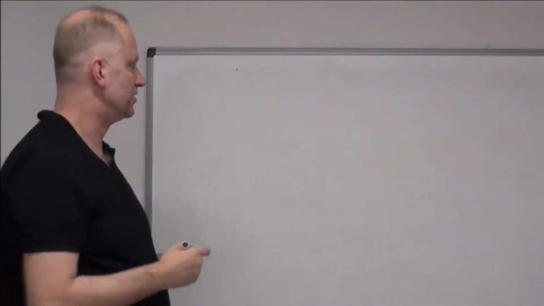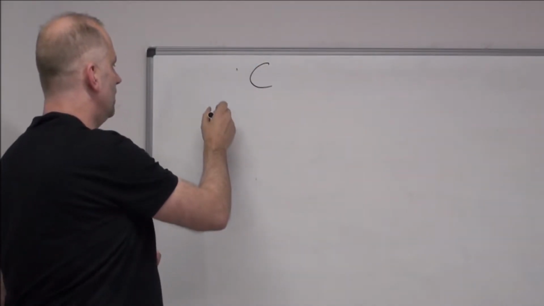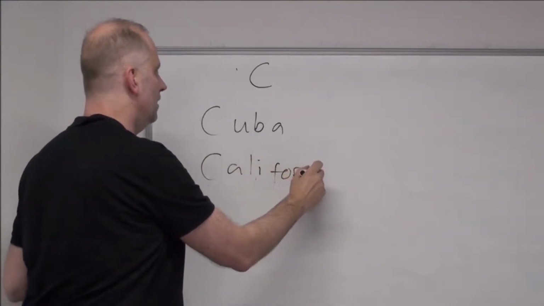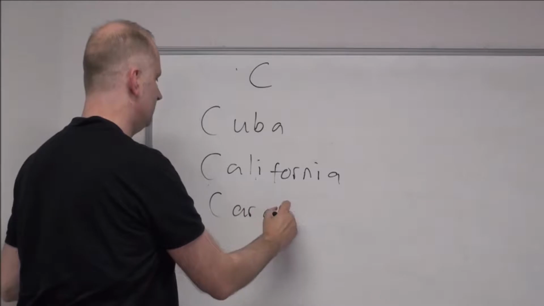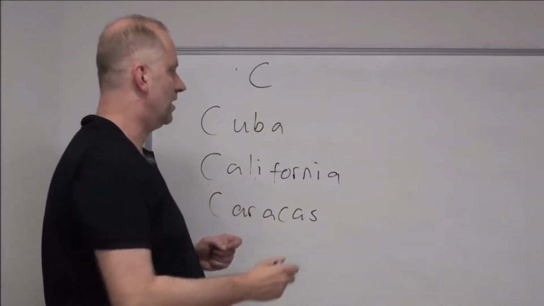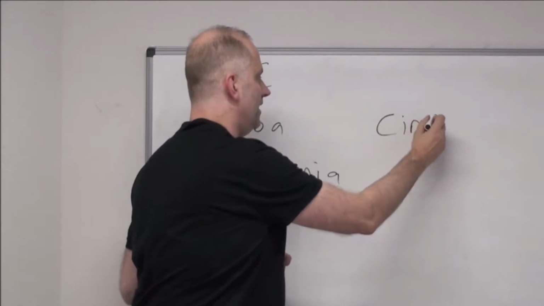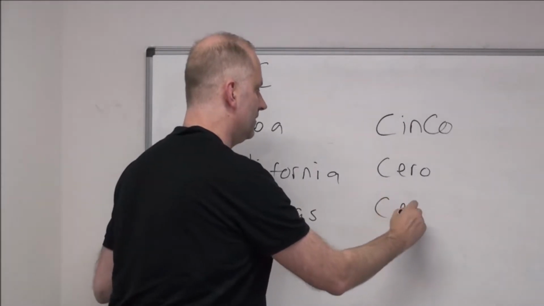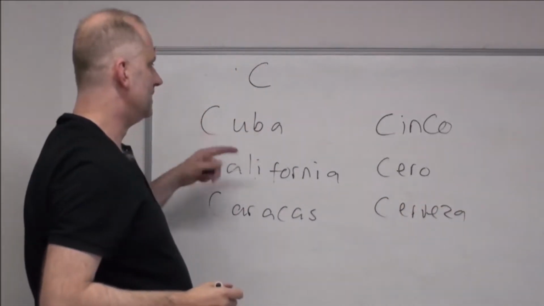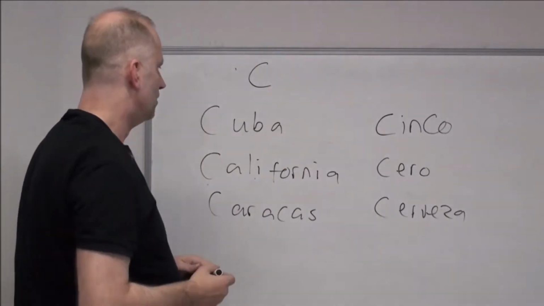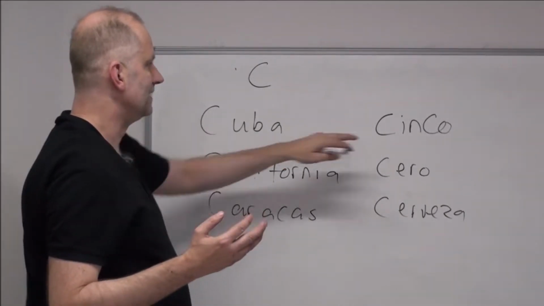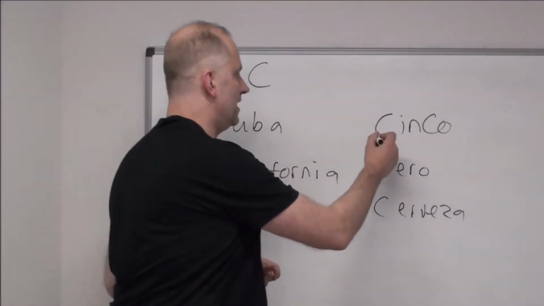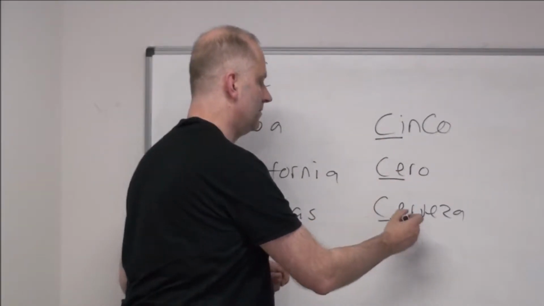they do in English. So if we look at the letter C, you've got words like Cuba, California, Caracas. But then you've also got words like the word for five, cinco, or the word for zero, cero, or beer, cerveza. So why is it k here and th here? The rule is it's k unless the next letter after the C is an I or an E. It's the very next letter. So here, cinco, cero, cerveza.